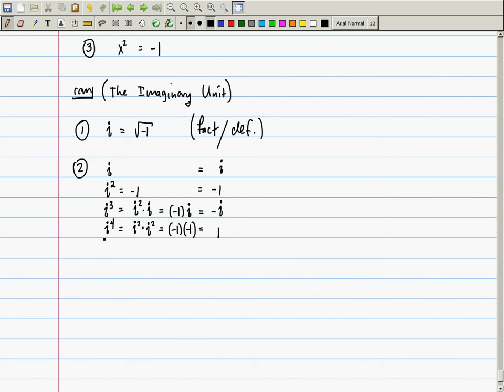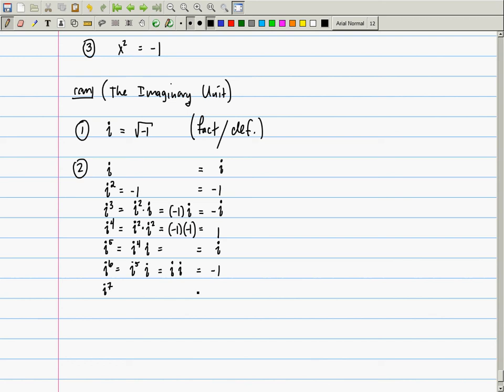Okay, so how about I to the 5th? According to the rules of exponents, that should be I to the 4th times I. And we know what I to the 4th is. It's 1. We just got finished saying it's 1. So then that should be I. Let's continue until everyone sees the pattern. I to the 6th should be I to the 5th multiplied by I. But I to the 5th was I, and then multiplied by I. So what should that be? Negative 1.